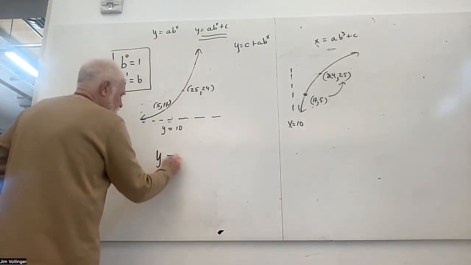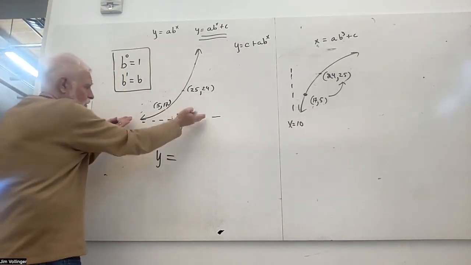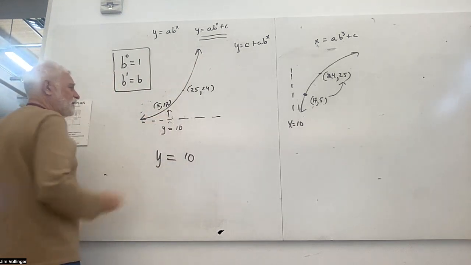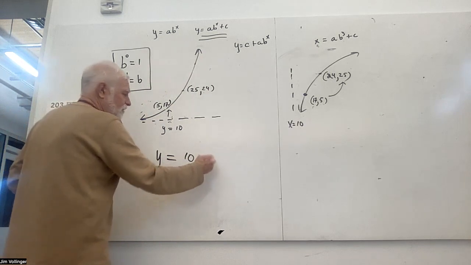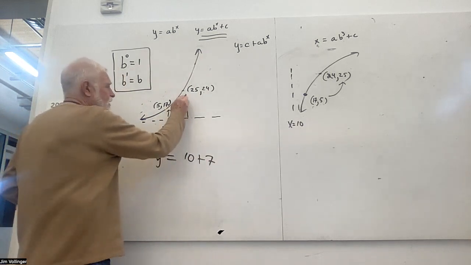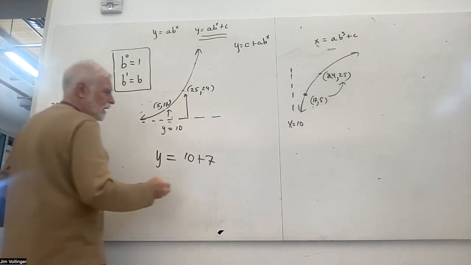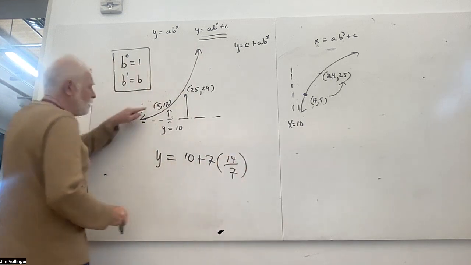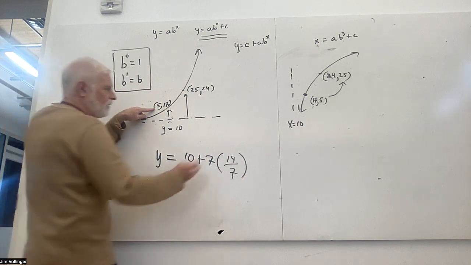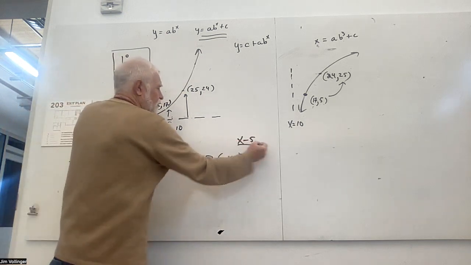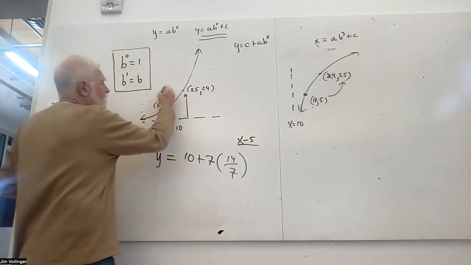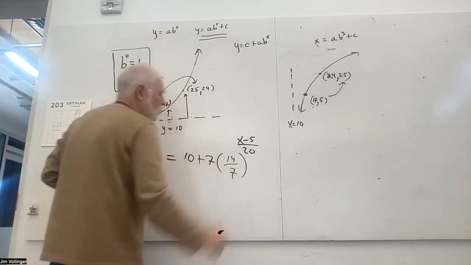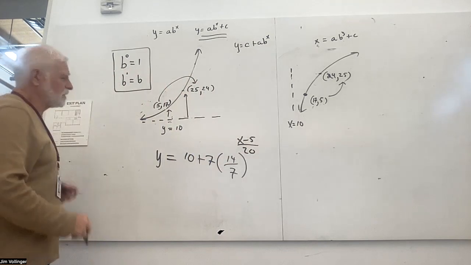So y equals, well, we got a y, that's the most important y, which is 10. Then we ask the question, how do you get to 17? Looks like you got to go up 7. And how do you get from 10 to 24? Looks like you got to go up 14, not 7. And then we want to make a 0 out of the number 5. So we write x minus 5. And then we look at how much it takes to change from 5 to 25. That's 20. That gives us b to the 1, which is b.